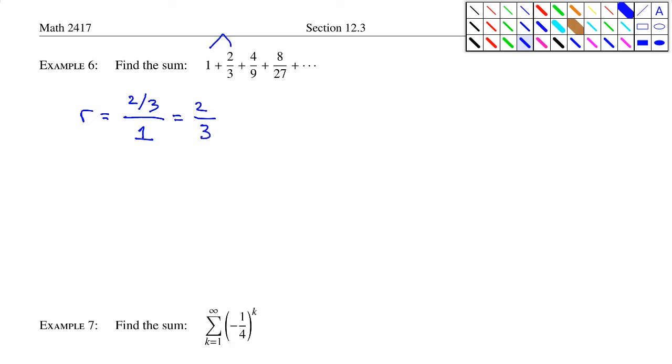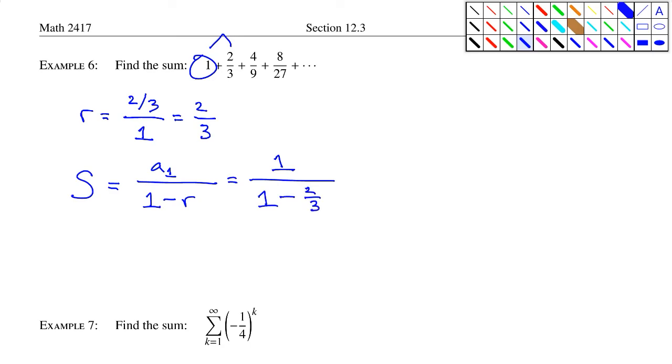And so the sum is equal to the first term divided by 1 minus the common ratio. Well, the first term is 1, right here. And then this is divided by 1 minus the common ratio of 2/3. So this is 1 over 1/3. And that's basically asking for the reciprocal of 1/3, which is 3.